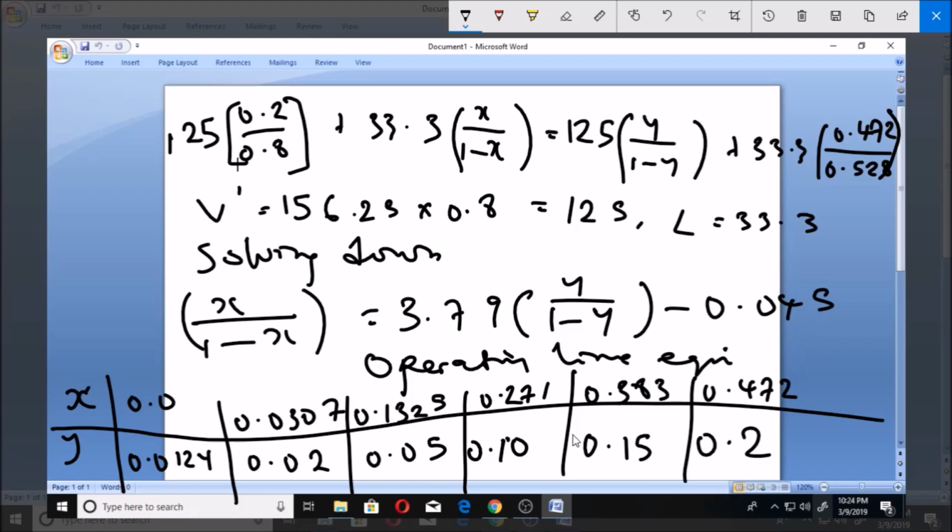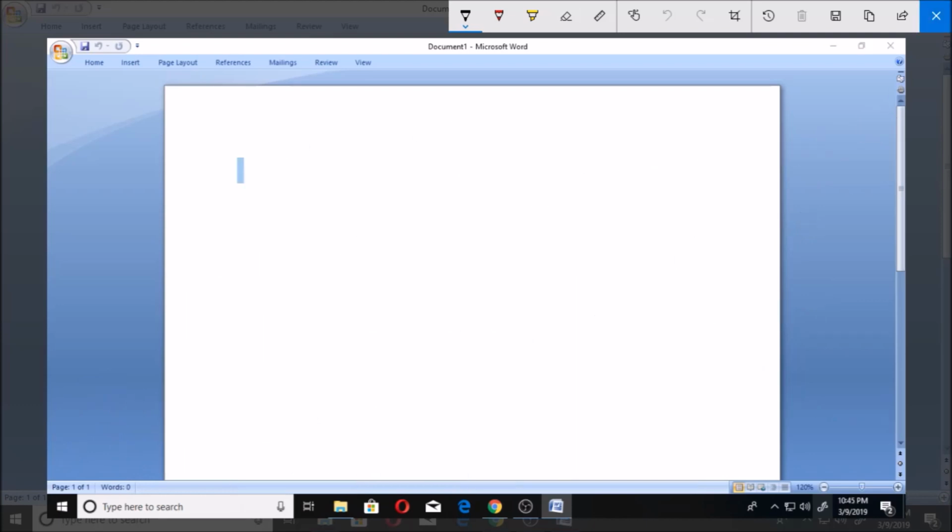So this is the operating line data that you can use in plotting the operating line. Whereas the previous data, you can use it to plot the equilibrium curve. So having done the two, we can now plot our equilibrium curve and operating line.